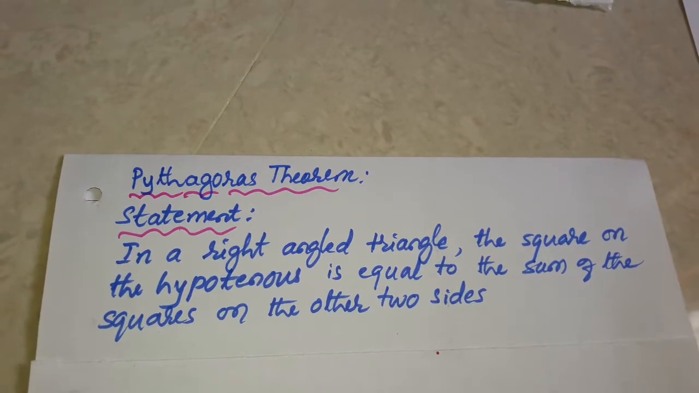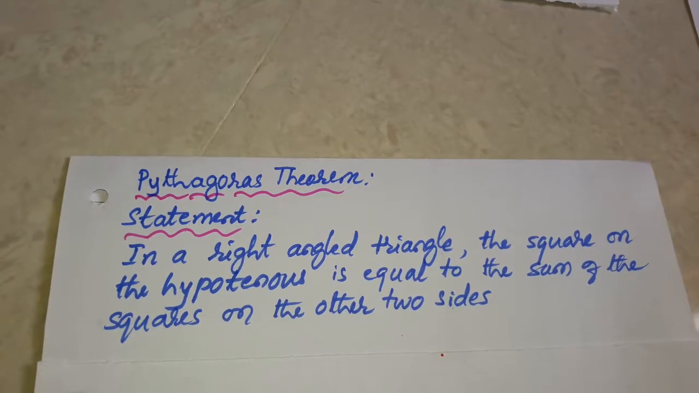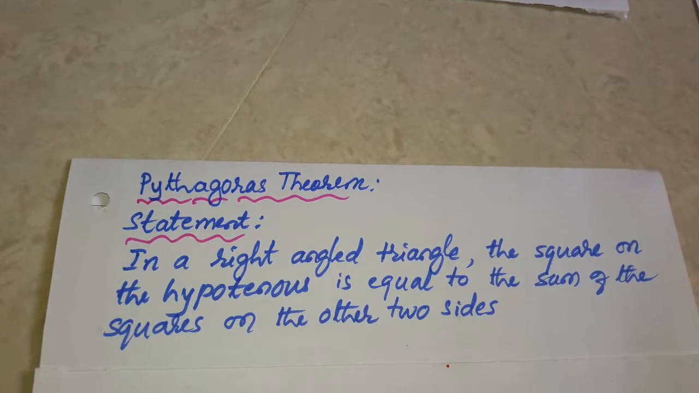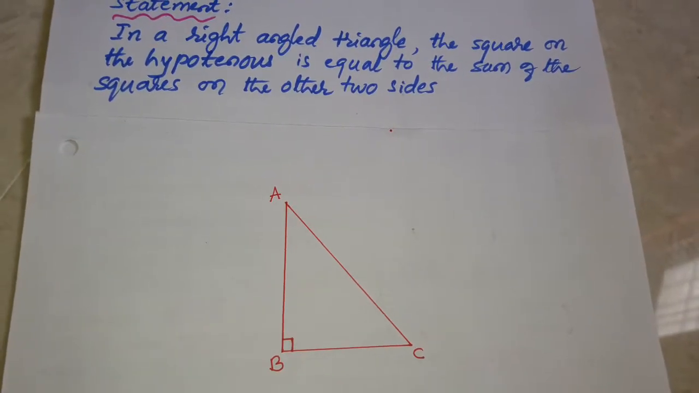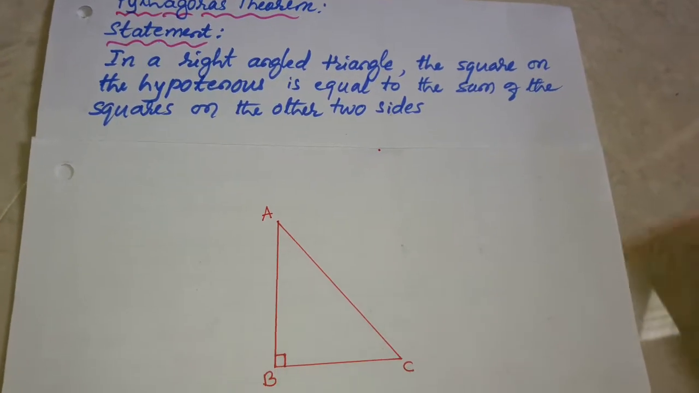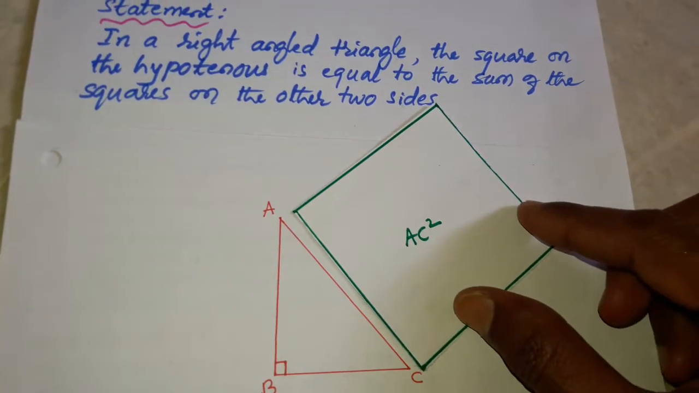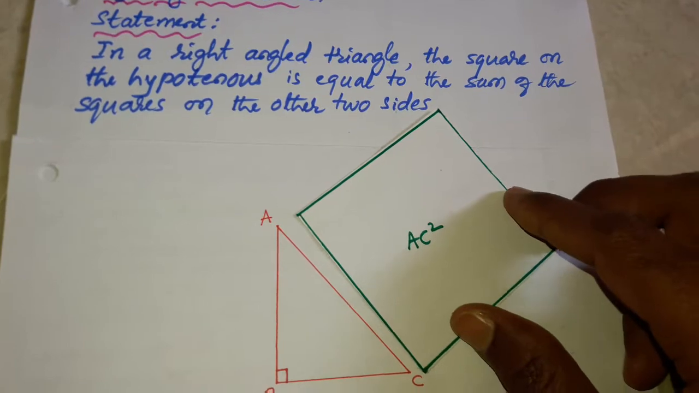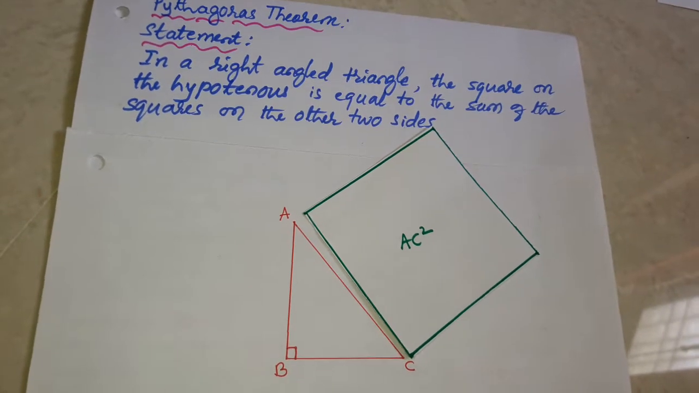Squares on the other two sides. Why not squares of the other two sides? This is because it's not an algebraic square, it is a geometric square. Here is a right-angled triangle. The statement reads that the square on the hypotenuse, this is the square that is drawn on the hypotenuse, having the length of all four sides equal to the hypotenuse. This is what the statement means.